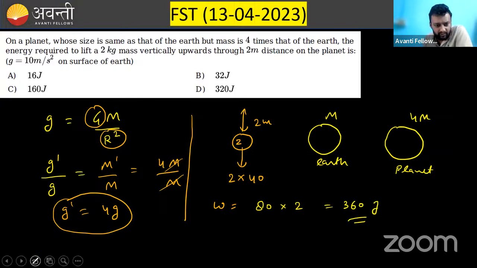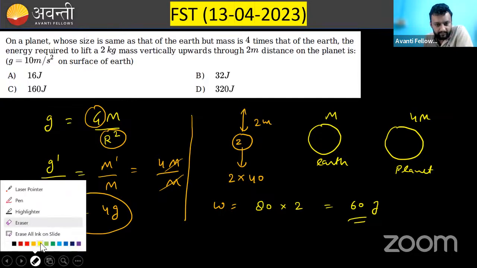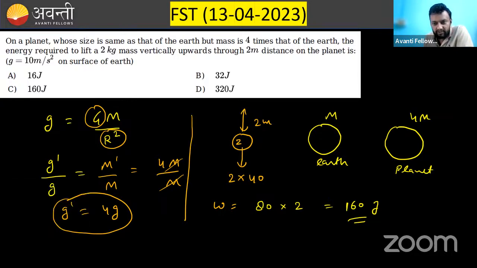I have written something wrong. It's 80 into 2, that is 160, right? It's 160 joule. Work done is equal to force into displacement. That is 160 joule. Clear?